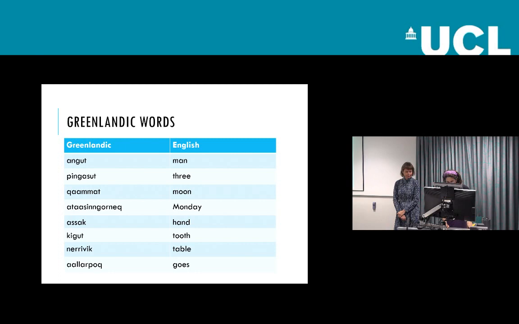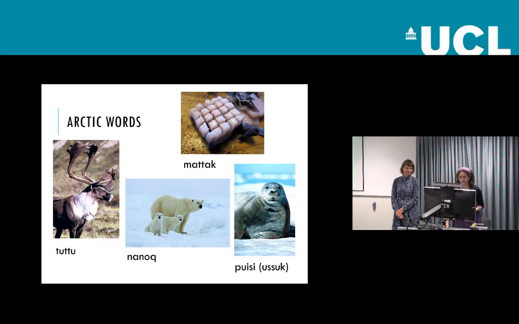So moving on a little bit, just to show you some more typical Greenlandic vocabulary. If you think of what Greenland is particularly associated with, it's the animals. So we have tuttu, which is reindeer, which are quite common in Greenland. Nanok is the polar bear. In Greenlandic it's usually translated as just bear, but it actually refers to the polar bear, because that's the kind of bear that is there.